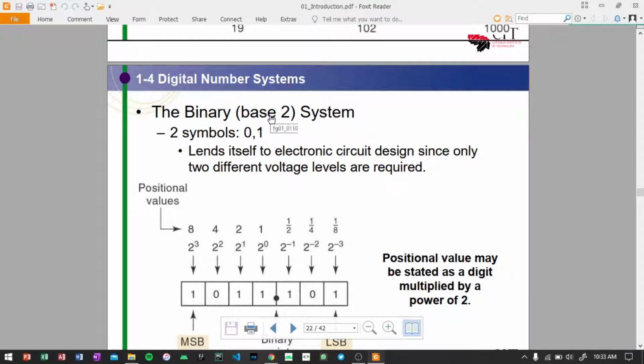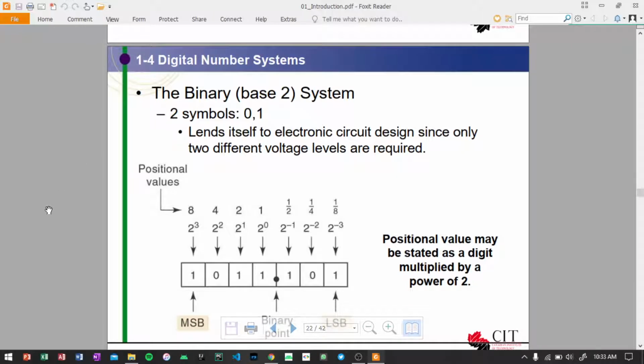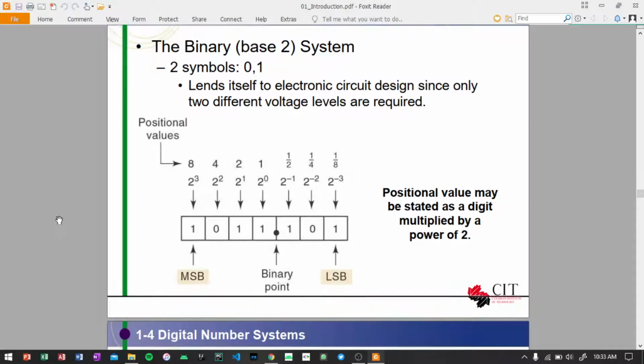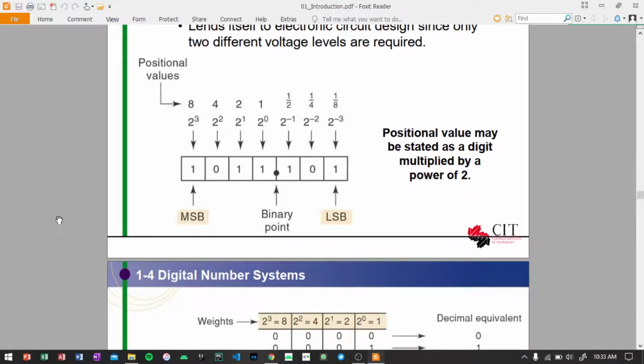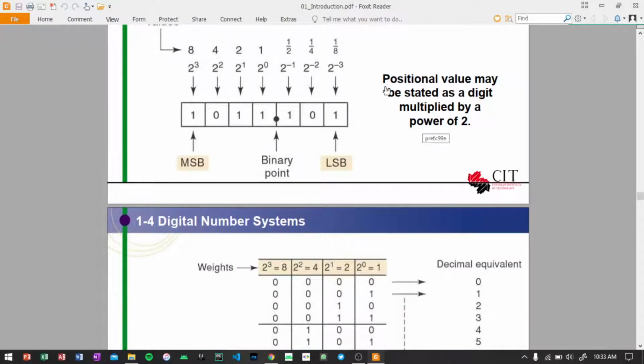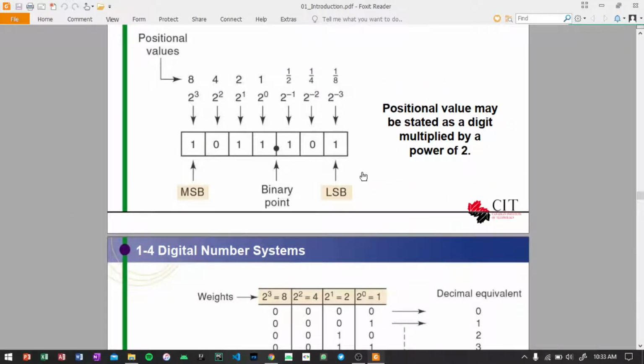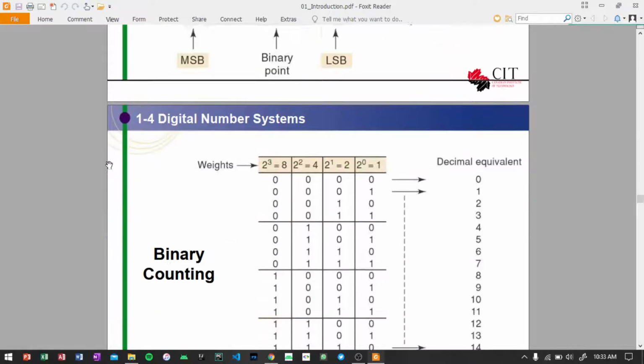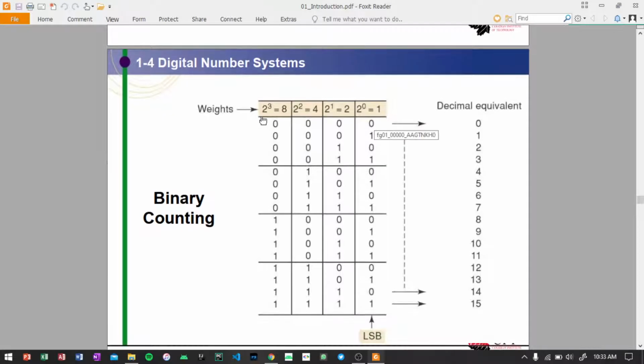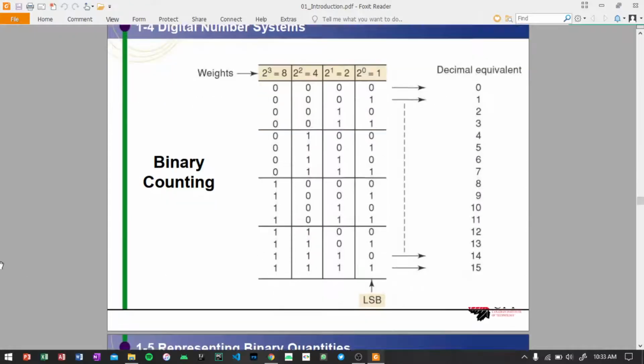The binary base system has two symbols, 0 and 1. It lends itself to electronic circuit design since only two different voltage levels are required, 0 and 1. Position value may be stated as the digit multiplied by a power of 2: 2 to the power of 0, to the power of 1, to the power of 3, etc. But of course, in this case, we've done the negative powers too: 1 over 8, 1 fourth, 1 half (0.5), and then 0, 1, 2, 3, 4, etc. Here we have the weights. To the power 3 is 8, to the power 2 is 4, and so on for binary.